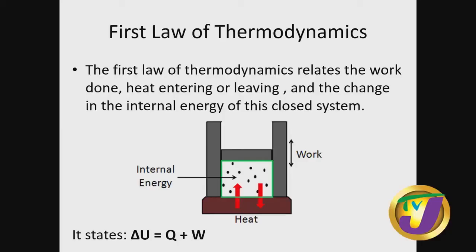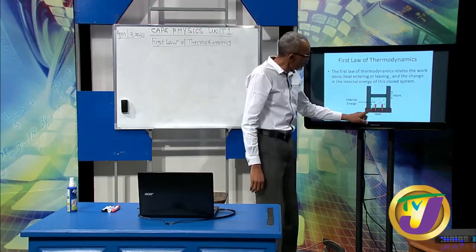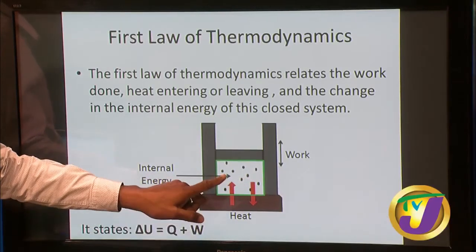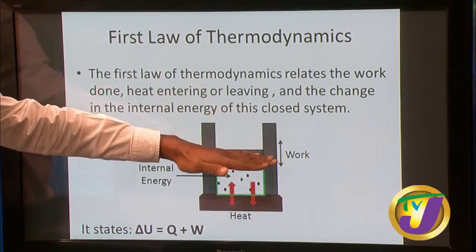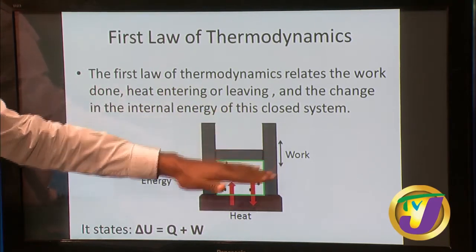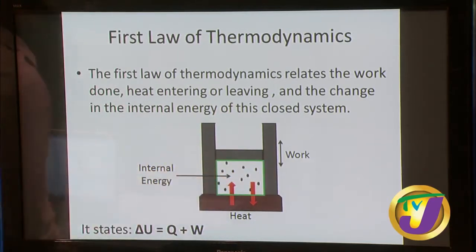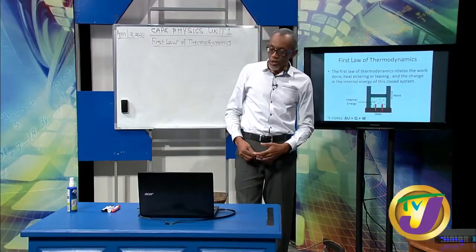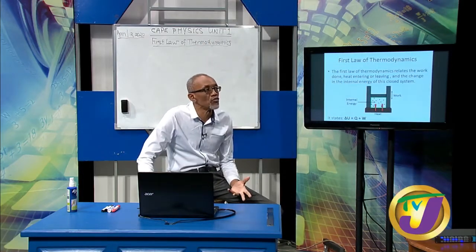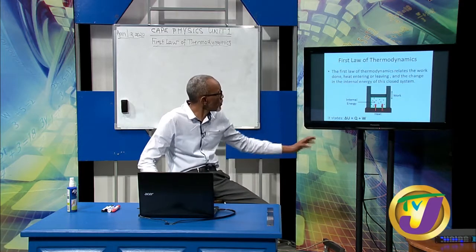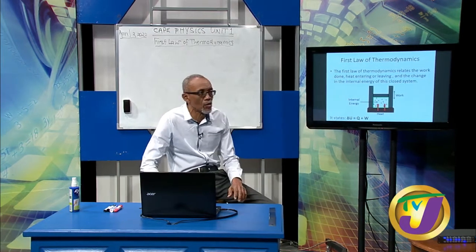And what does the first law of thermodynamics do? It relates the work done, heat entering or leaving, and the change in the internal energy of this closed system. So heat can come from the source into the system, or from the system to the source. Work can be done when the piston either moves up or down, and what that does is change the internal energy. And when you did the kinetic theory, you would have seen that the internal energy of a gas is related to the kinetic energy of the molecules.